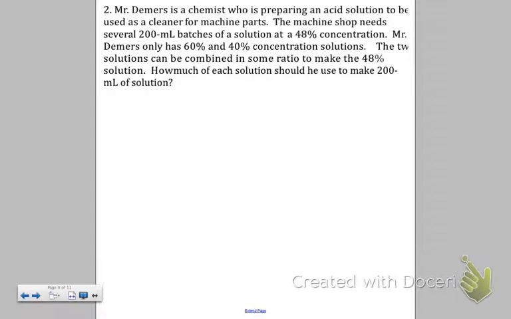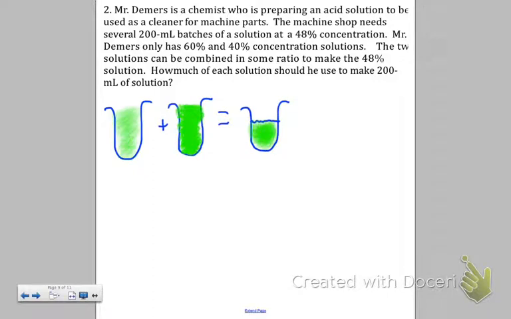Alright, so this one's a bit more complicated. It's got a little bit more going on. So what we want to do is take two batches of chemicals, one stronger, so we'll have this be the 40%, and this will be the 60%, and we want to combine them so that we get some medium-ish 48%. But we have to combine them in the right amounts. So do we need a lot of the weak and a little bit of the strong, or a lot of the strong and a little bit of the weak? So what we're going to do is set up a system of equations to solve this.